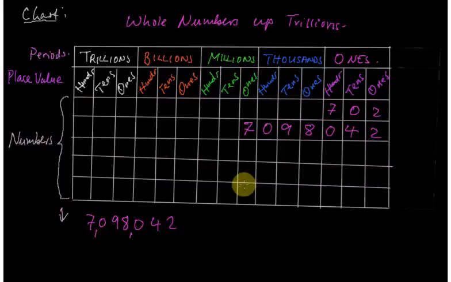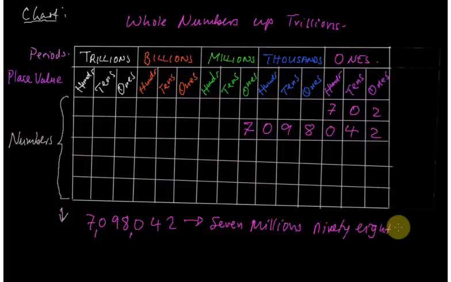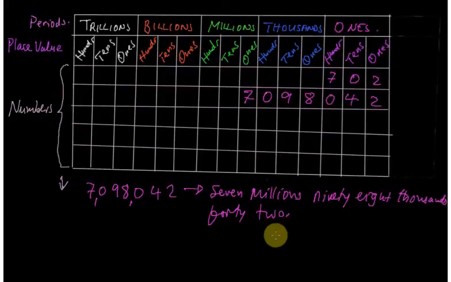So we have 7, 0 9 8 0 4 2. Count 3, count another 3. This 7 is in millions, so it is read as 7 millions, because they are ones. Then 98 thousands, because of 90 tens and then 8, they form 98 thousands. We don't have hundreds, so we read 42: 40 in tens and 2 in ones. 7,098,042. So you see, the place value is observed, and the place value has helped us to read these numbers.